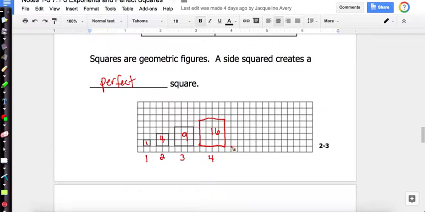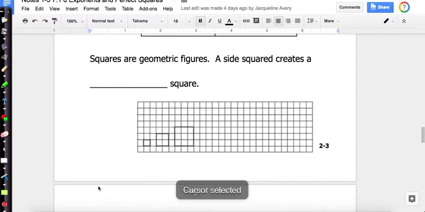So let's do one more here. Let's do 5. So each is 3, 4, 5. So here the area would be 25. The square root of 25 would be 5, because each side has a length of 5. So this is where perfect squares come from. Now let's do some practice with perfect squares.